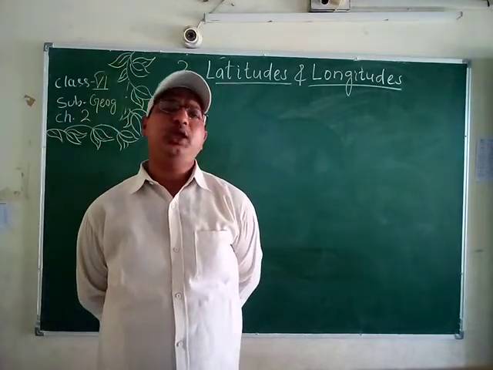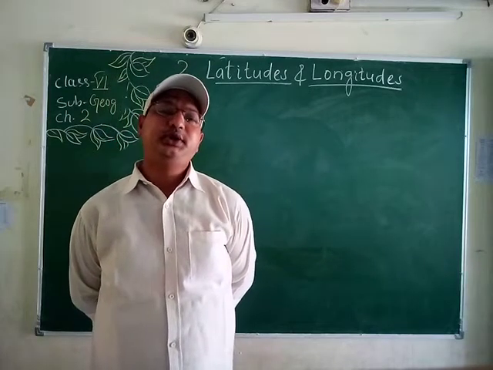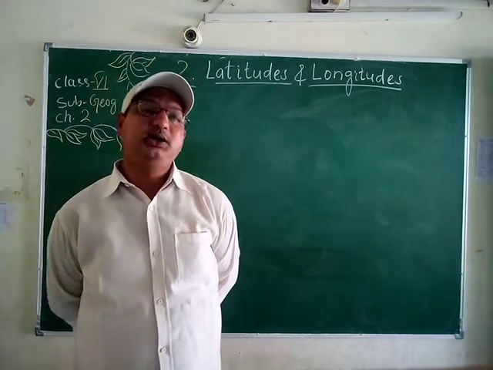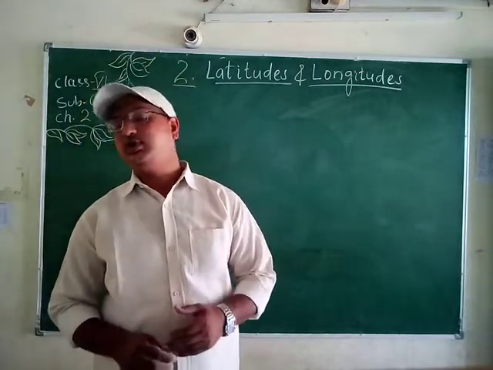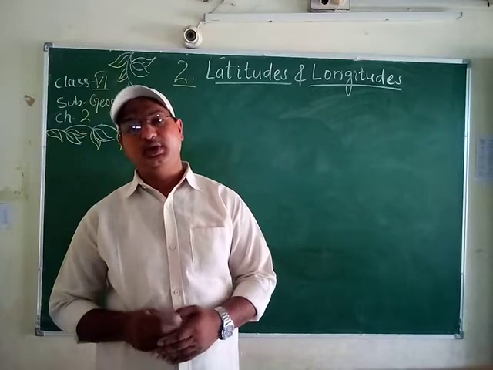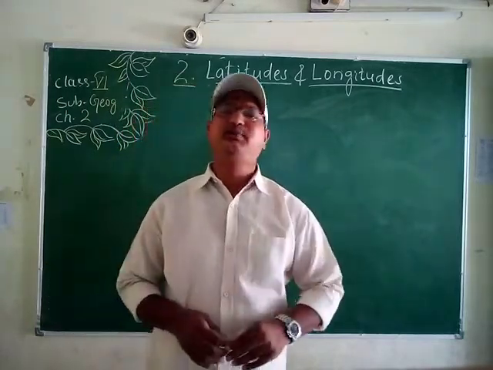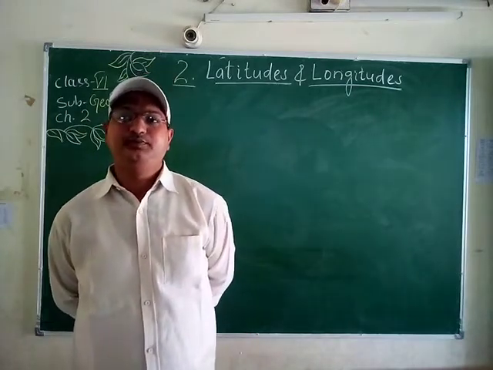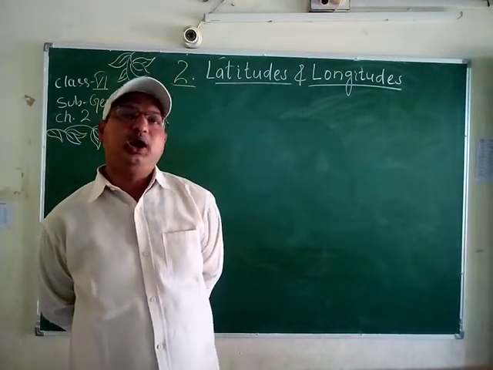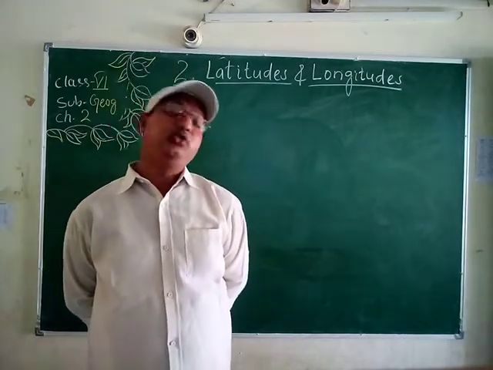Students, in the previous chapter, we studied about the Earth and the solar system. You know that our Earth is not a perfect sphere, not in the shape of a football. It is slightly flattened at the poles, that is, the North Pole and the South Pole. If you are keen to know how it looks, have a look at the globe.